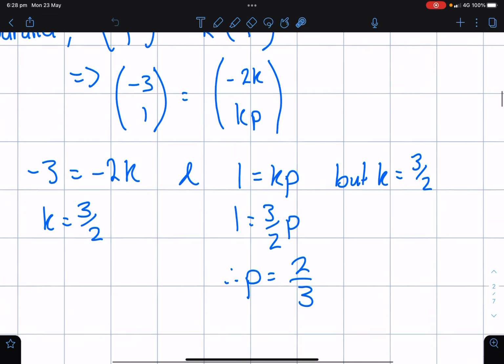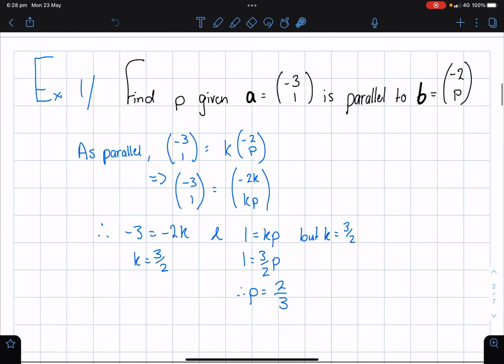All right, so that is one of the most simplest questions you will get with parallelism, but it is just a basic idea that will lead on to the next video and content, all right?